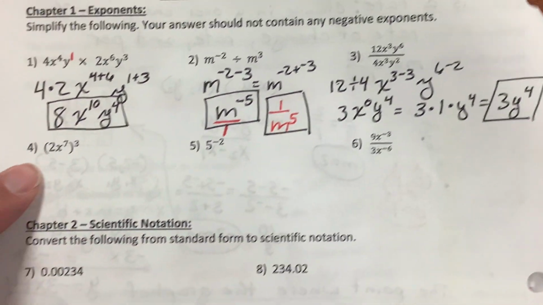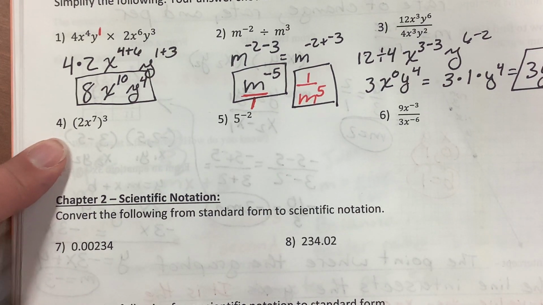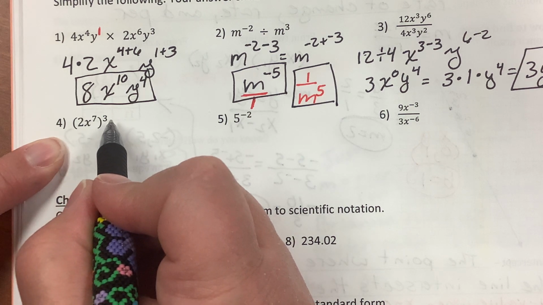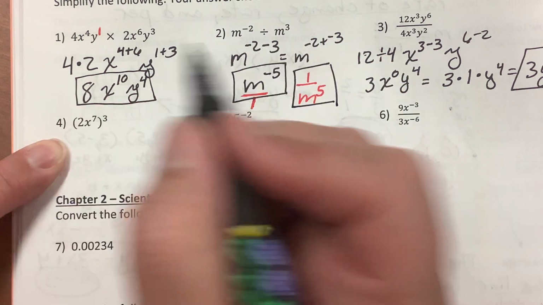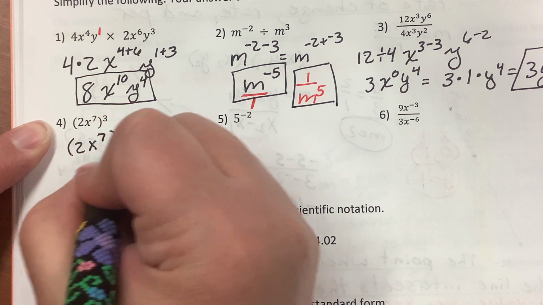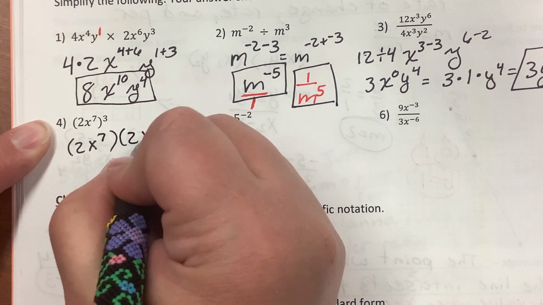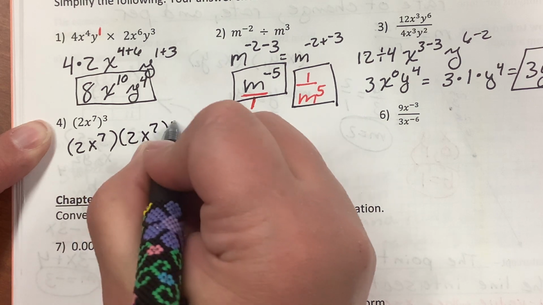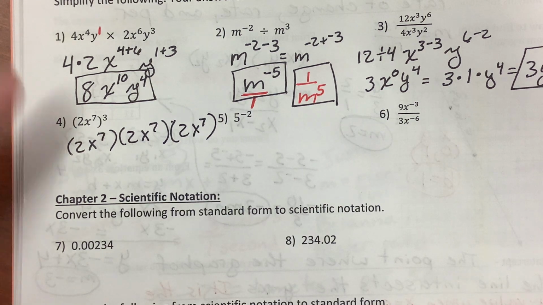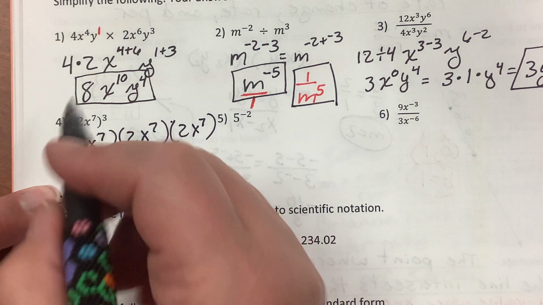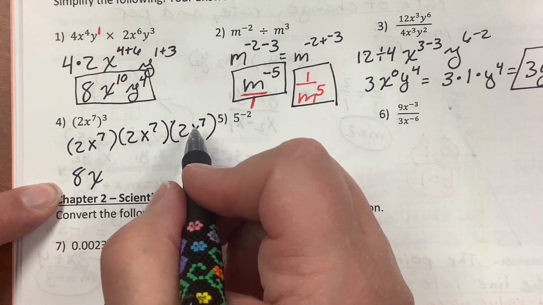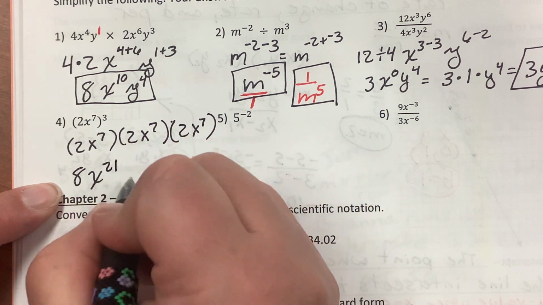All right, this is the power rule. That means that everything in the parentheses is to the 3rd power. So I'm going to write it that way. 2x to the 7th 3 times. 2 times 2 times 2 is 8. x to the 7 plus 7 plus 7, 21.